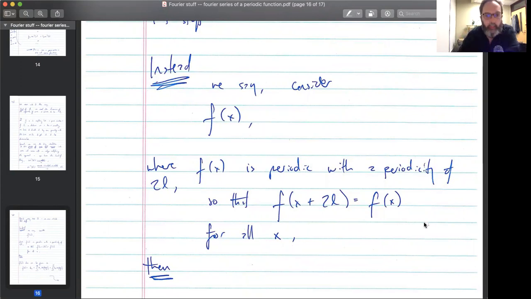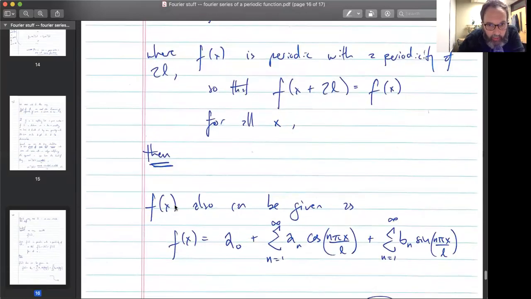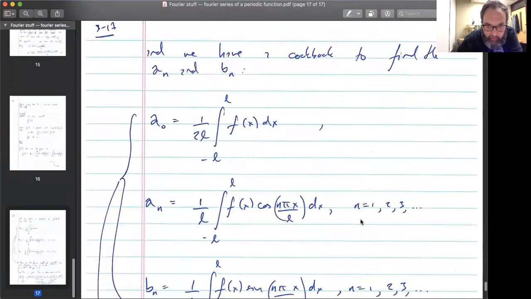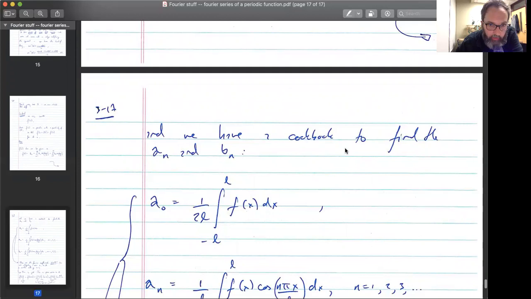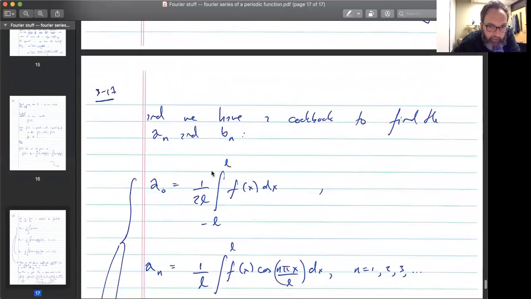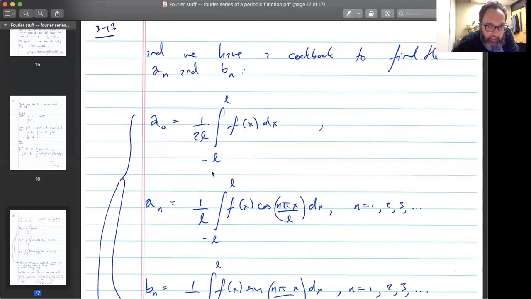If that is the case, then that function f of x can be given as this power series that's been turned into a sum of cosines with that number n and sines with that number n multiplied by the argument pi x over L. A naught is a constant. An and bn are also constants because the x stuff gets integrated out of them. We have a cookbook to find those an and bn, and we can prove that this is what those things look like, but we're just going to accept it, all right?